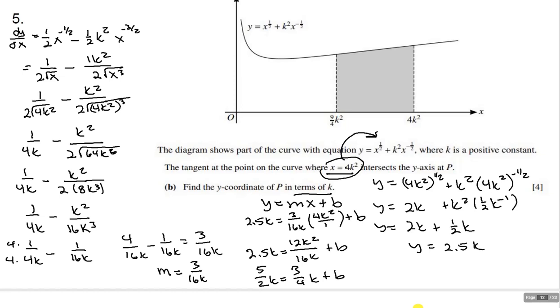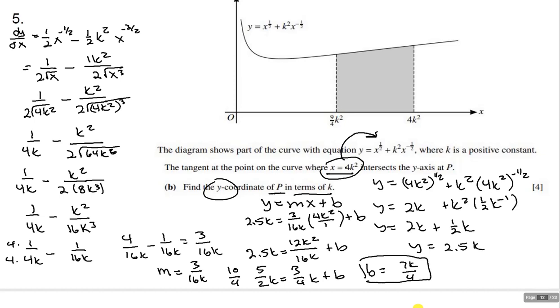And if you do that, well, we could just make this 10 fourths. And so when I subtract, it's going to be 7 fourths. So b is going to equal 7k over 4, which is the y value of the point where the tangent line intersects the y-axis.